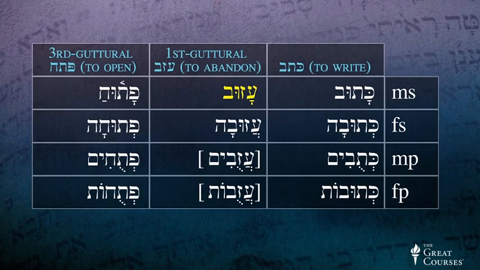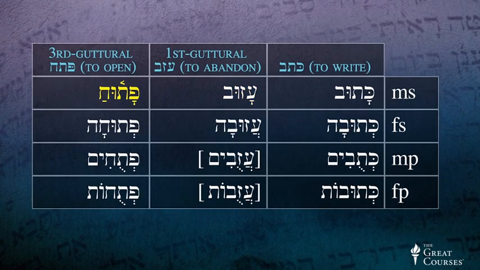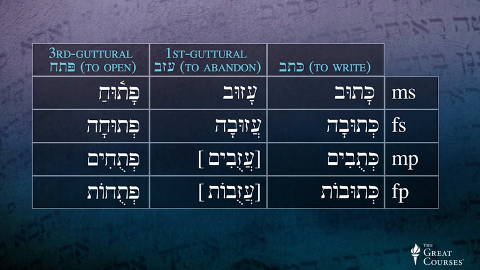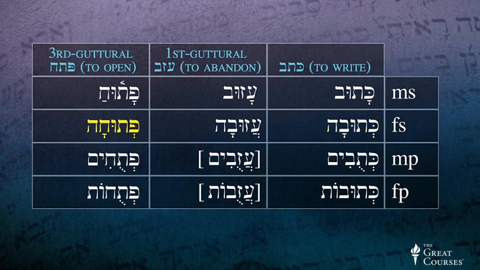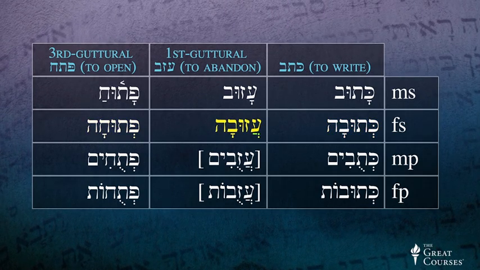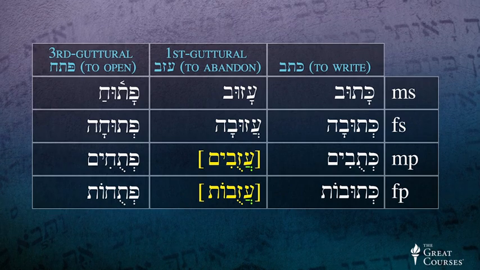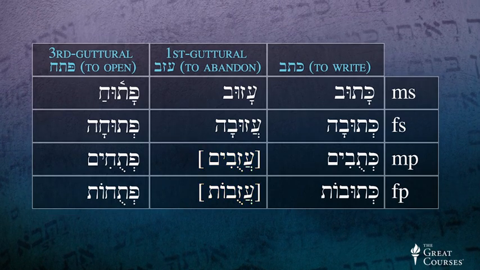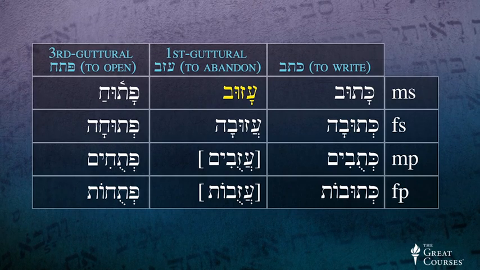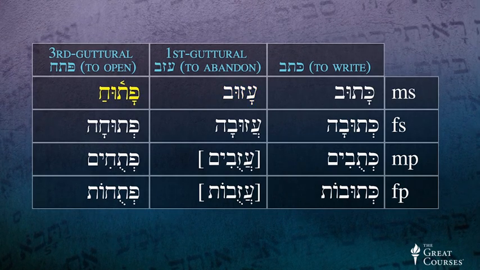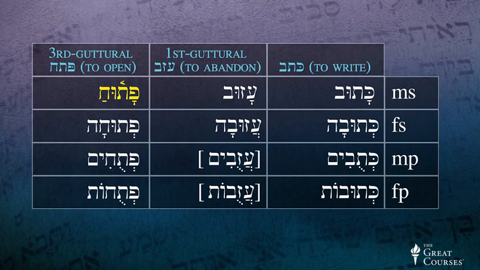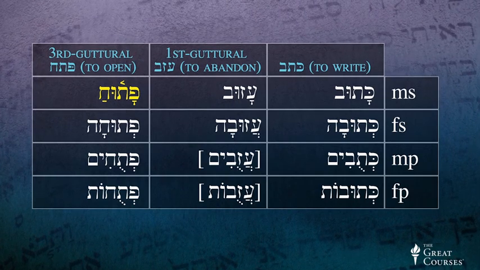Azav, to abandon. Patach, to open. In the three forms with endings, it's ktuva or ptucha, but azuva with a compound shva. Same thing in the two plural forms. In the masculine singular, it's katuv or azuv, abandoned, but patuach, opened. And you know why. Because by now, you know how guttural consonants behave.